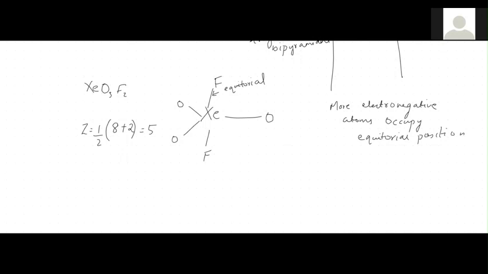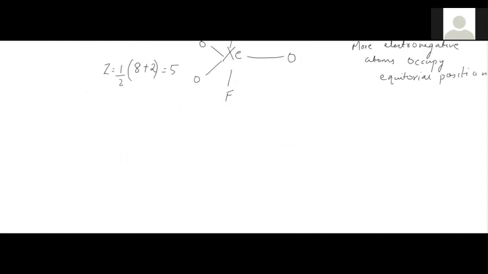Okay. Similarly, if I have PF3Cl2, it also follows the same rule that the more electronegative atom will occupy the equatorial position. This is the equatorial position. There is one more fluorine, so we can place it over here, okay? And the two chlorine, I can place in the axial position, okay?